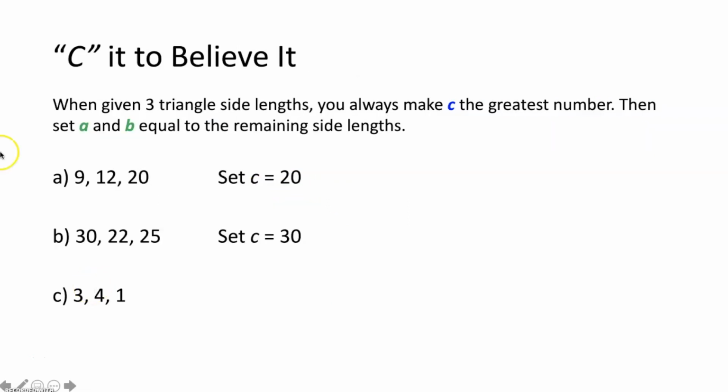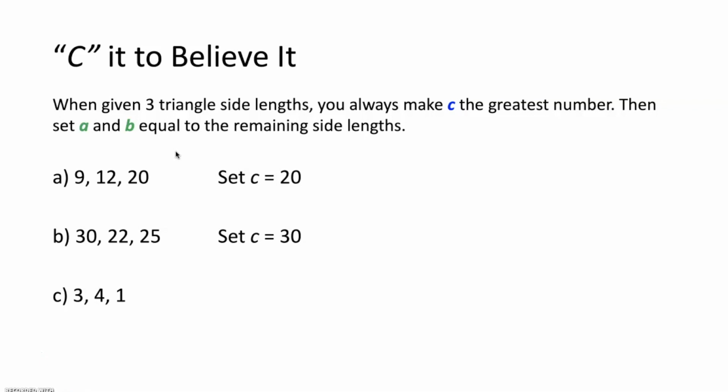Now let's talk about your C value. So this says when given three side lengths of a triangle, you always make C your greatest number. Then set A and B equal to the remaining two side lengths. So in this particular lesson, you're going to be asked to determine whether a triangle is right, acute, or obtuse based on three side lengths that you're given.